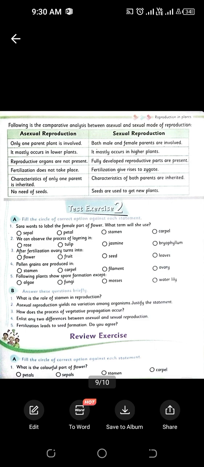Sexual reproduction involves both male and female parents. It mostly occurs in the higher plants, and fully developed reproductive organs like stigma, style, ovary, anther are involved. And fertilization gives rise to the zygote. Due to the fertilization, the zygote occurs, a fusion of male and female, a complex structure, and it requires both characteristics of male and female, and seeds are needed in this type of reproduction for the development of a new plant.